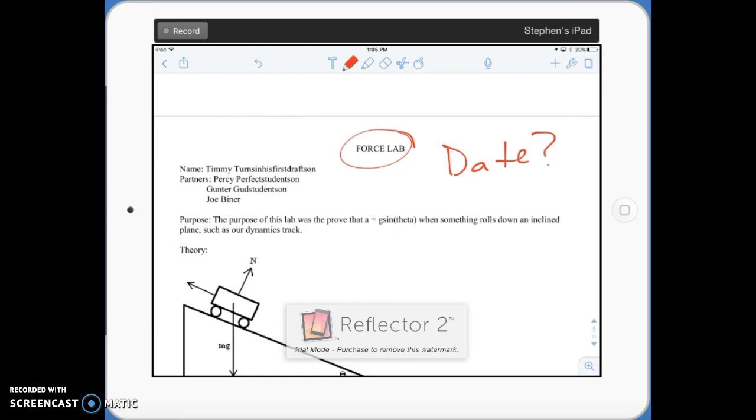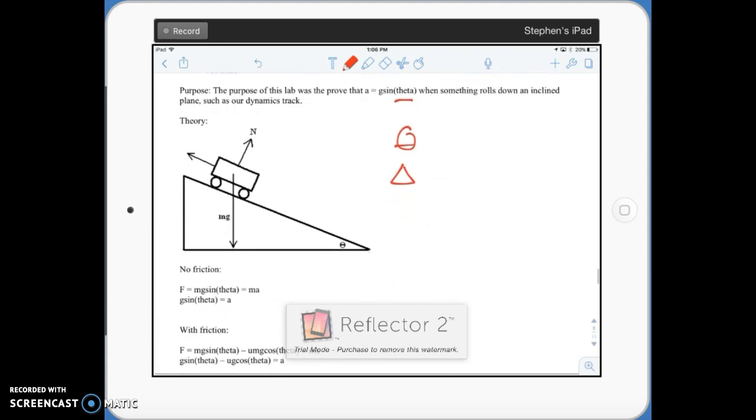One of the bits of preliminary information you're supposed to supply is the date on which the lab was conducted. Also, you'll notice that for things like theta and delta x, Timmy doesn't put those in there. If you don't know where to find theta and delta in the symbols menu in Office or Google Docs, look around for it, or possibly even Google it. You can search for Microsoft Office or Microsoft Word symbols, and you'll find a result that will tell you how to insert those things.